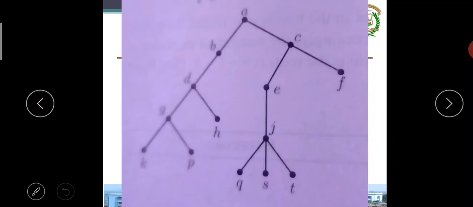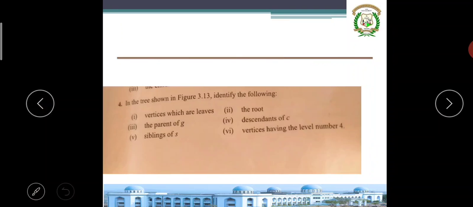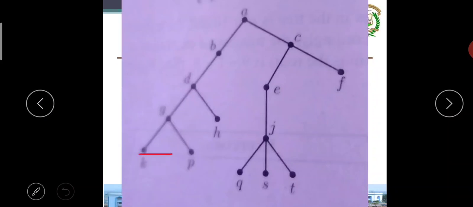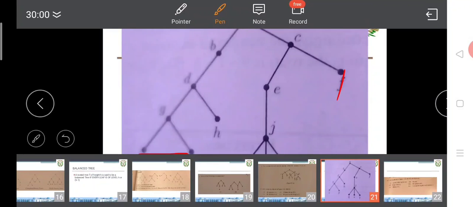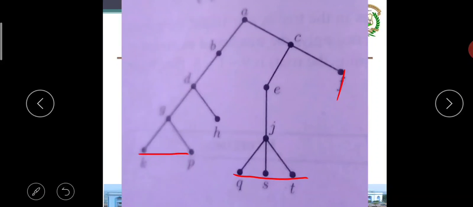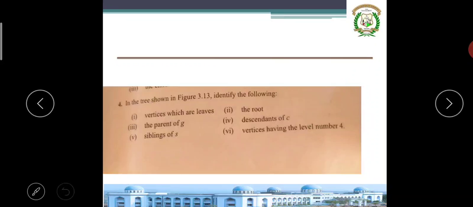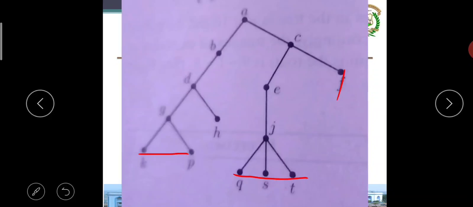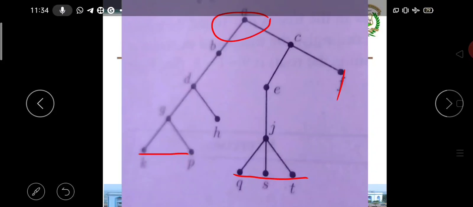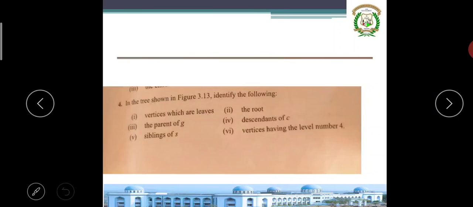That's called level. Next question: in the tree shown, find the vertices which are leaves. K, P, Q, S, T, and F. These are all the leaves; the last nodes I call leaves. Next one: which is the root? Can you identify it? Yes, A is the root.